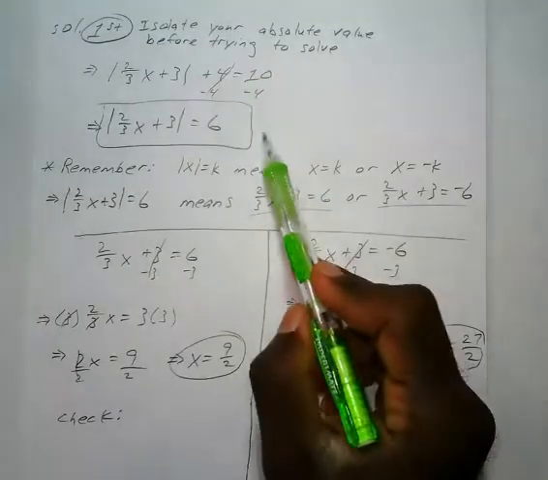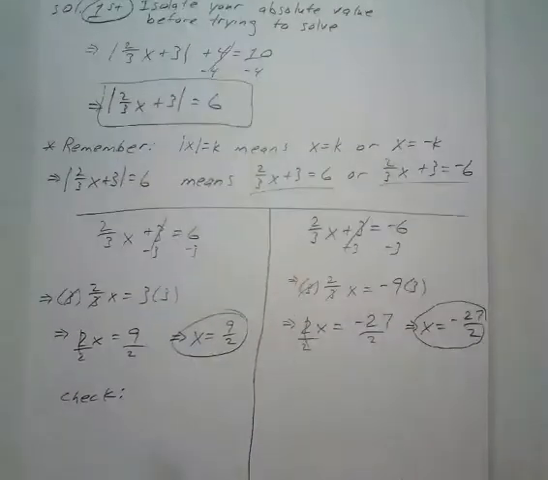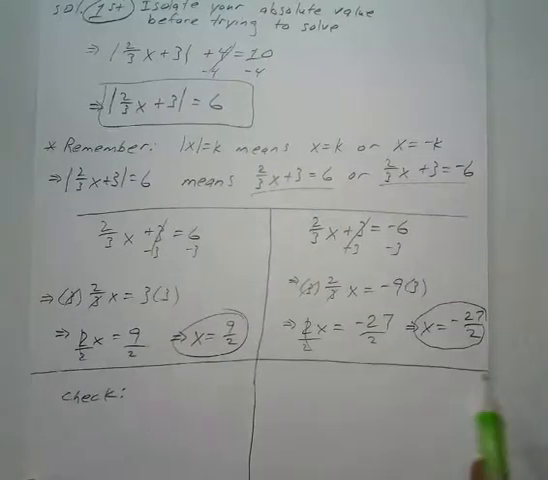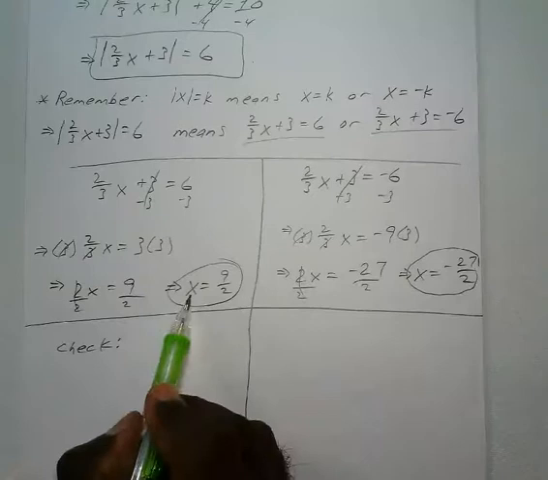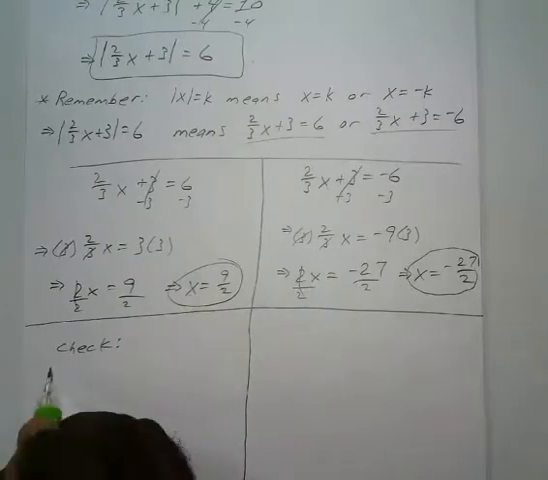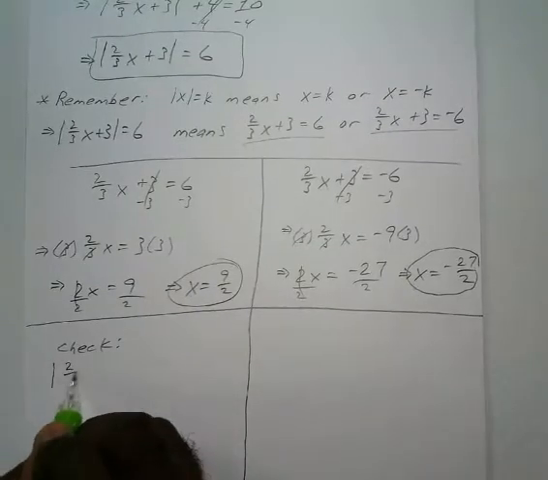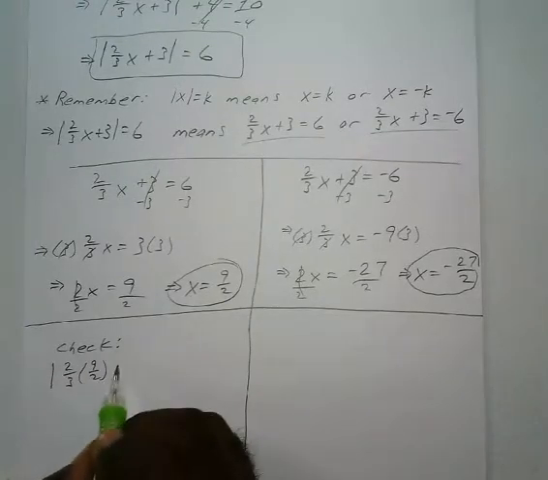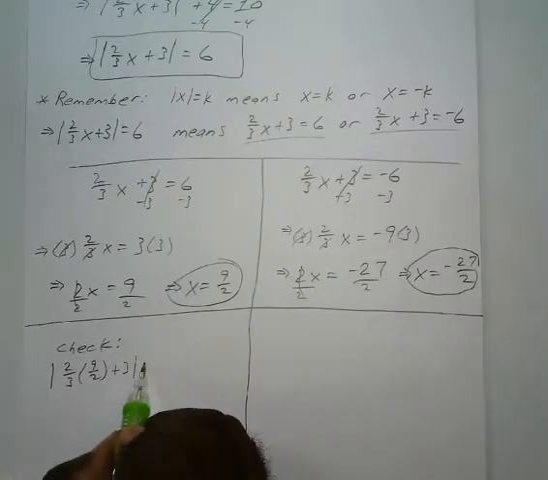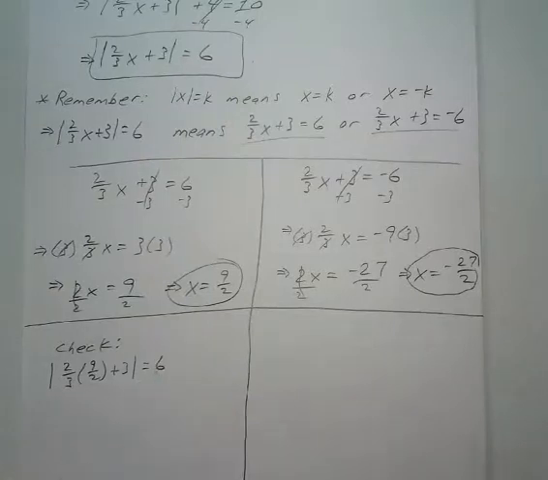Now, remember, we're using this formula. So all we're going to do, move that up a little bit, is replace x with 9 over 2. So we have the absolute value of 2 over 3 times 9 over 2 plus 3 equals 6.